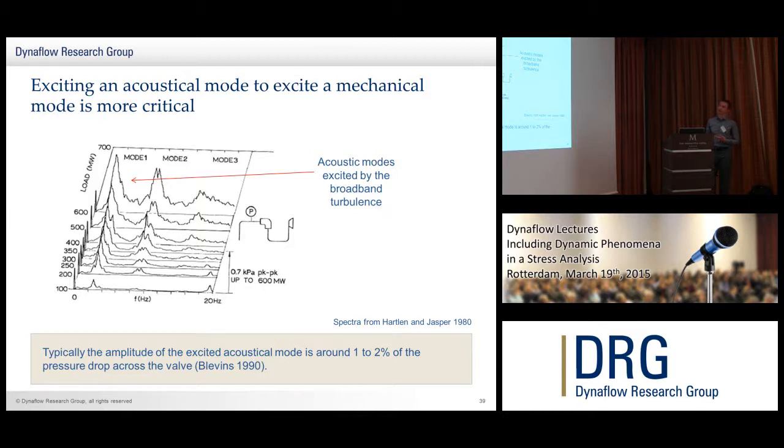Sorry, just to show you there are all different graphs, depending on the power condition of the compressor in the system. So just concentrate on the one here. You see as you load, it's just the compressor loading in the system. Okay, and Blevins, from comparing different sources, said that if you were to excite an acoustical resonance mode in the system, you get an amplitude of 1 to 2% of your pressure drop across your valve.